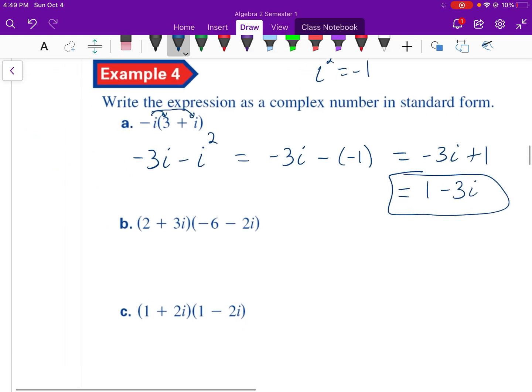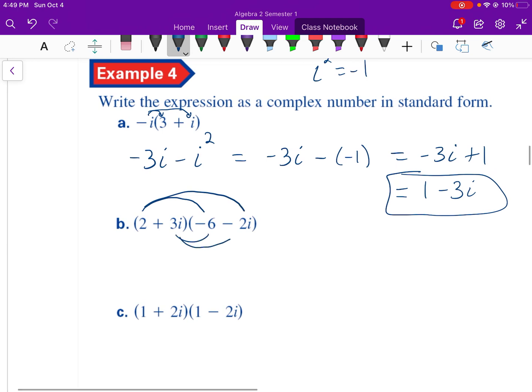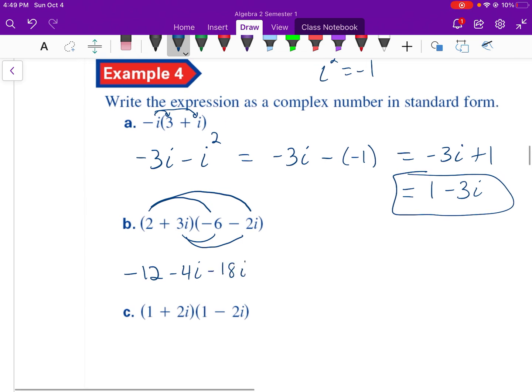Okay, so now a complex times a complex. Above we just had an imaginary times a complex number. Here, FOIL. So 2 times -6, we get -12. 2 times -2i, minus 4i. 3i times -6, minus 18i. And then finally, 3i times -2i, so -6i squared. From there we need to simplify.